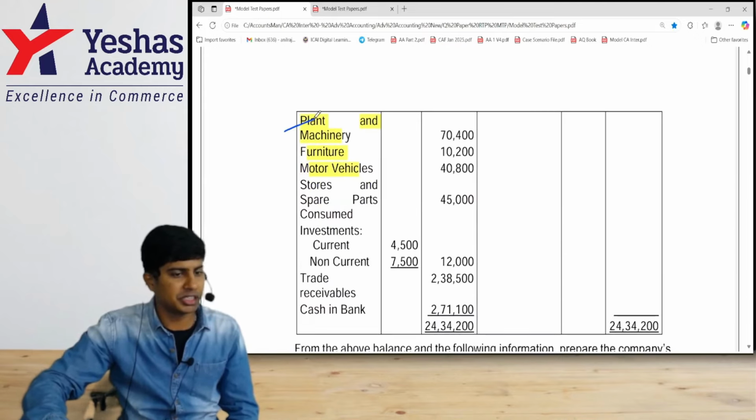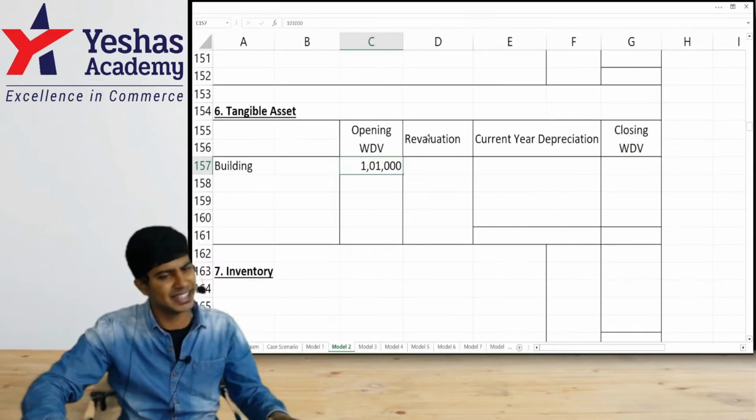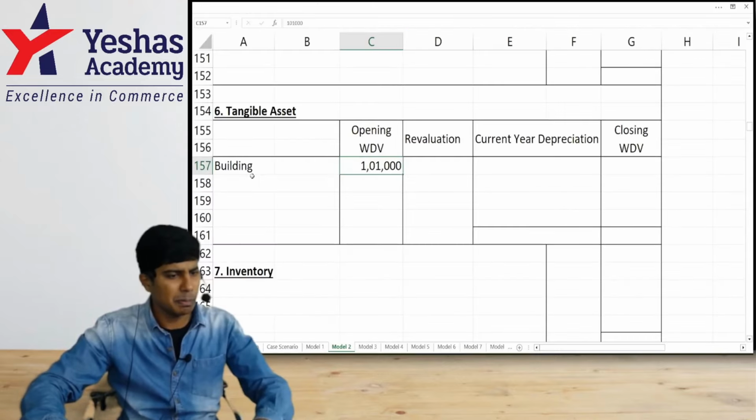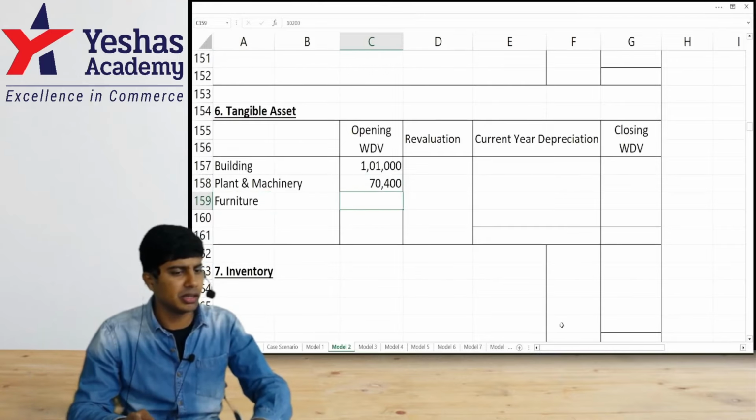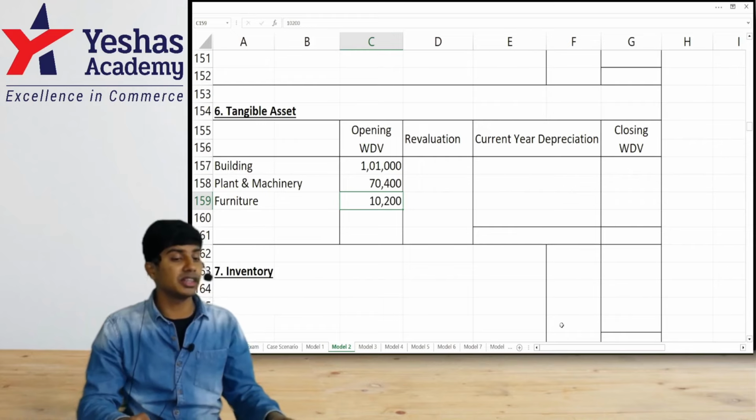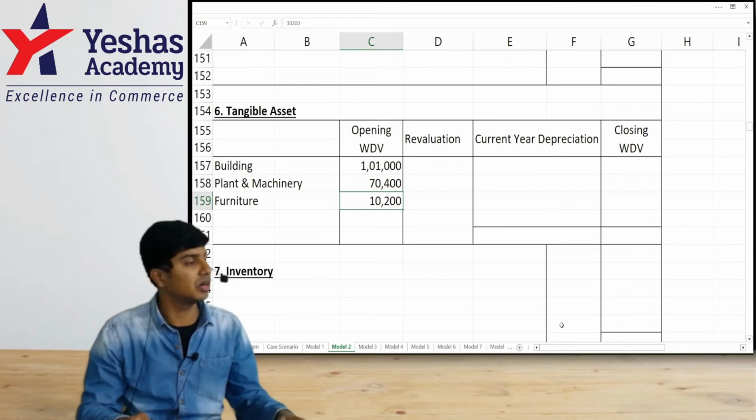Let's go to plant and machinery. Plant and machinery 70,400. Same, yeah. PPE. I'll write plant and machinery is opening WDV of 70,400. What's after plant and machinery? We have furniture to the extent of 10,200. I would write this also in tangible assets PPE 10,200. Got it? Next, after that we have motor vehicles 40,800. That will also come here.